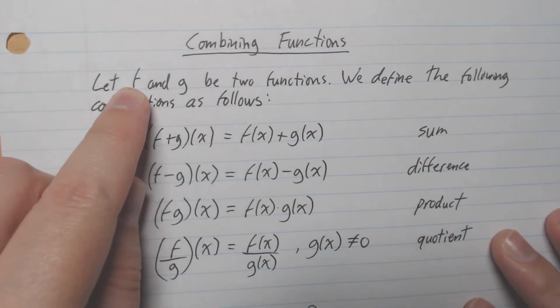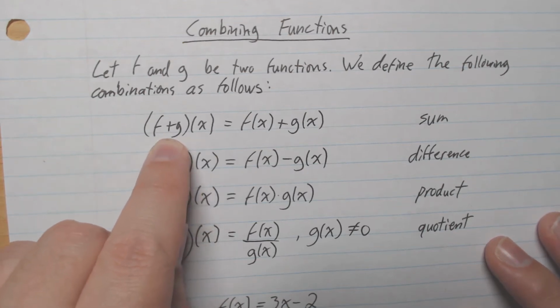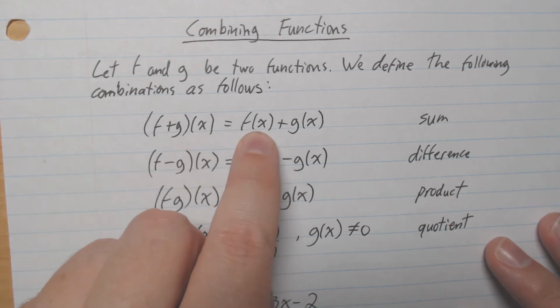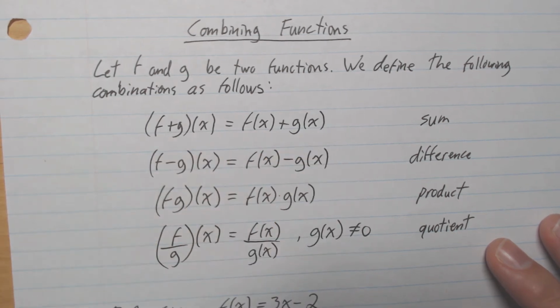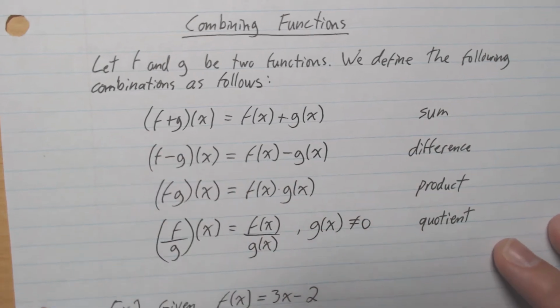So let f and g be two functions, and we define the following combinations as follows. All right, so we can have f plus g of x, right? This is a new function, and we define it as f of x plus g of x at every point. And we notice that it's called the sum function.